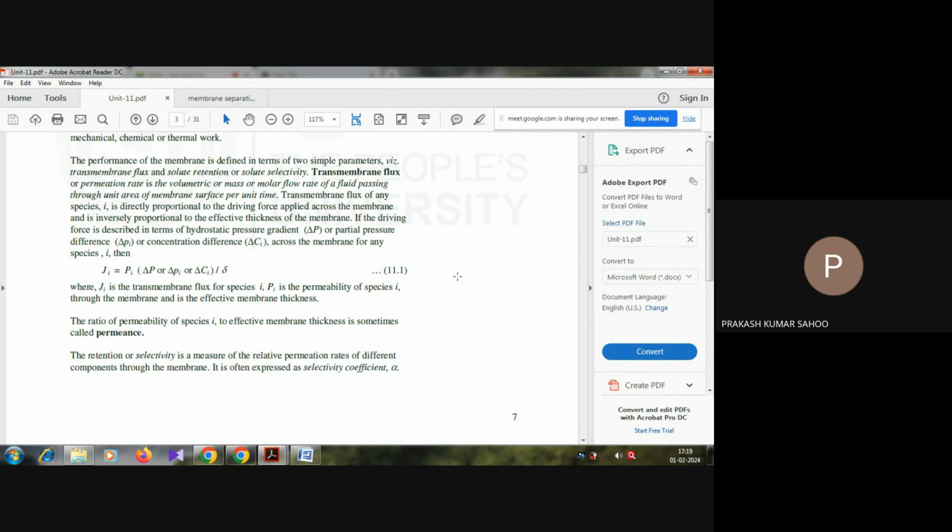If the driving force is described in terms of the hydrostatic pressure gradient, delta P, or partial pressure difference, delta Pi, or concentration difference, delta Ci, across the membrane for any species i, then Ji, that is the transmembrane flux for the ith species, is equal to Pi into either delta P, that is the hydrostatic pressure gradient, or delta Pi, that is the partial pressure gradient, or delta Ci, that is the concentration difference, divided by delta. Delta is the difference.